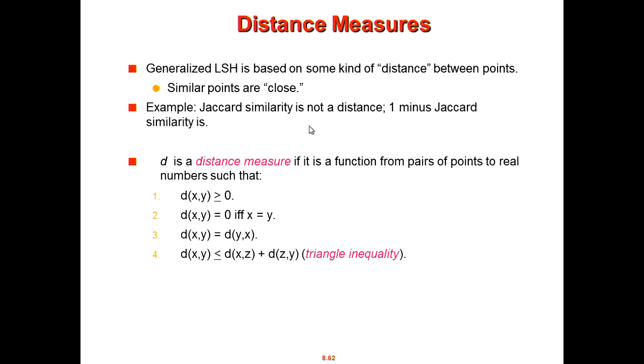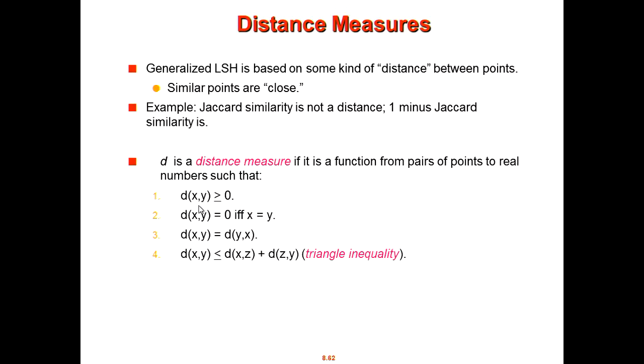Jaccard similarity is not a distance, it's a similarity. One measure related to Jaccard similarity is called the Jaccard distance, which is a distance. In the generalized LSH, we call D a distance measure. It must satisfy the following conditions.